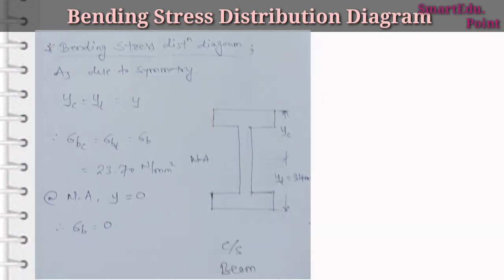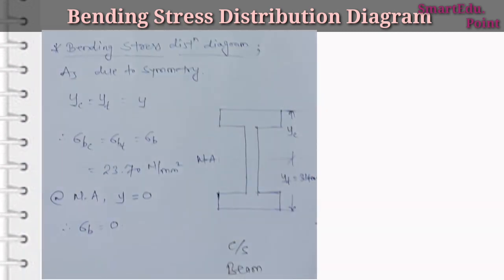Now based on these stresses, we can also draw the bending stress distribution diagram for the given beam section. Here the beam section is I section, which is symmetrical, and therefore depth in compression zone or depth in tension zone of the neutral axis from the extreme fibers will be same, or we can say yt will be equals to yc will be equals to y, that is equals to 314 mm.